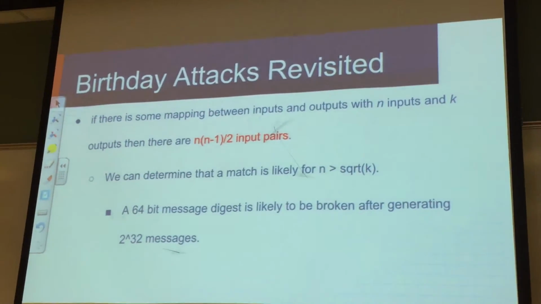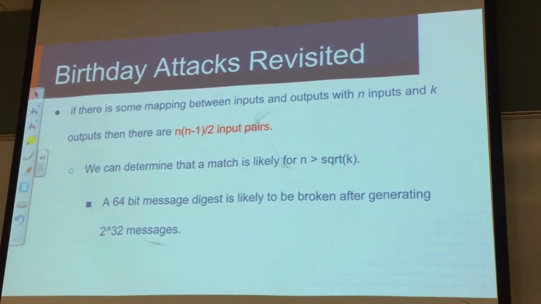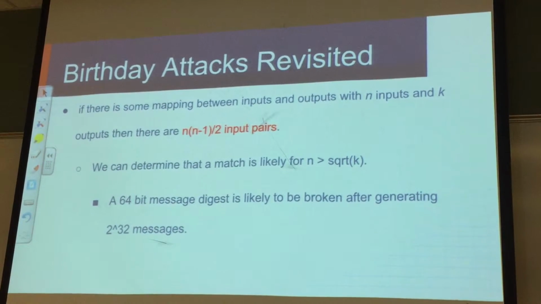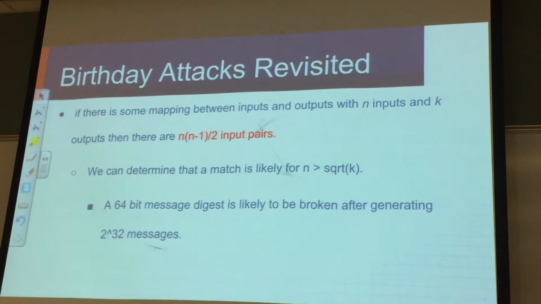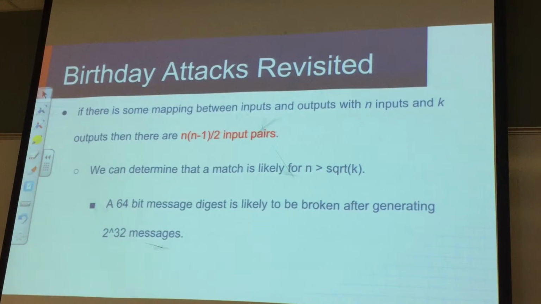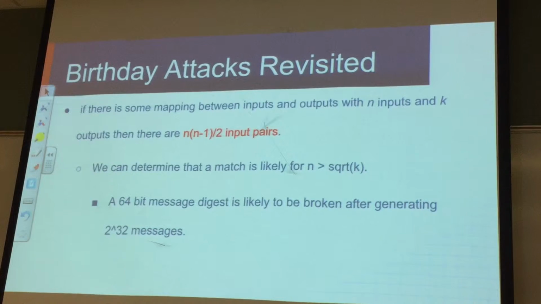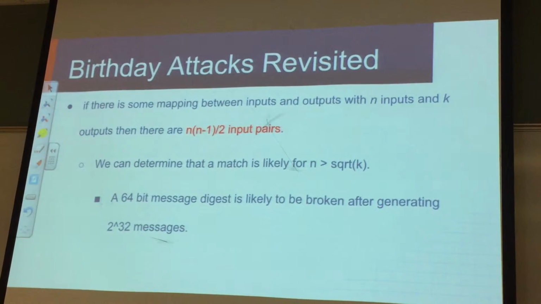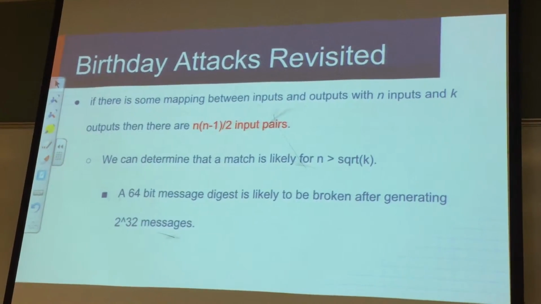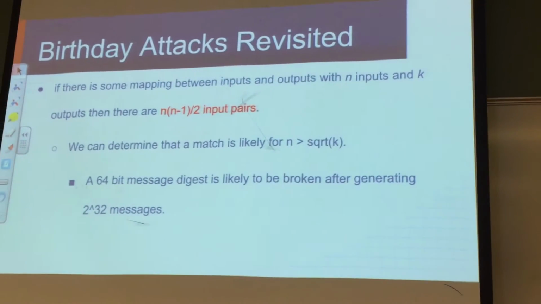With that knowledge, we're going to revisit birthday attacks, and from that we can deduce that based on the inputs and outputs, N and K, we can always know the amount of pairs that can be made, which is always going to be N times N minus 1 divided by 2 input pairs. From that, we can determine that if the number of inputs is greater than the square root of the outputs, we have a very high probability to find a match.